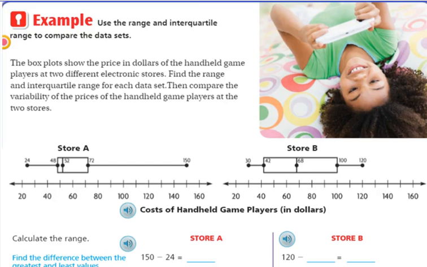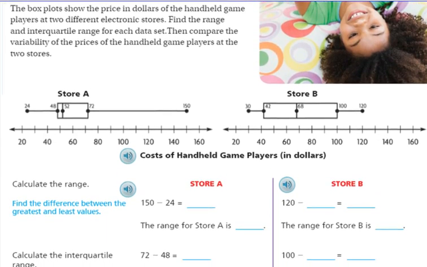Use the range and interquartile range to compare the data sets. The box plots show the price in dollars of the handheld game players at 2 different electronic stores. Find the range and interquartile range for each data set. Then compare the variability of the prices of the handheld game players at the two stores.